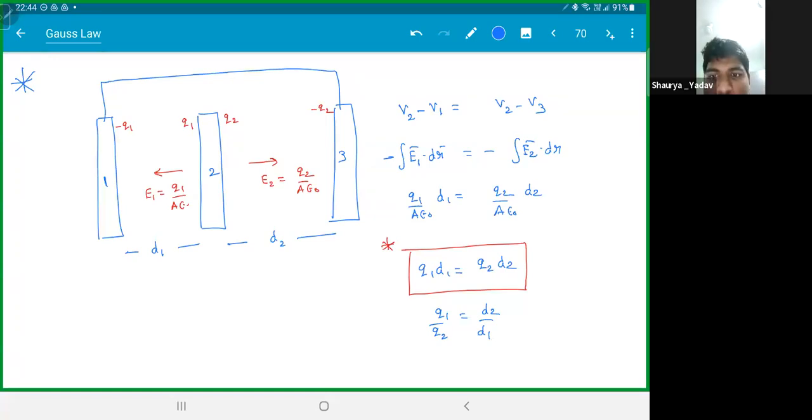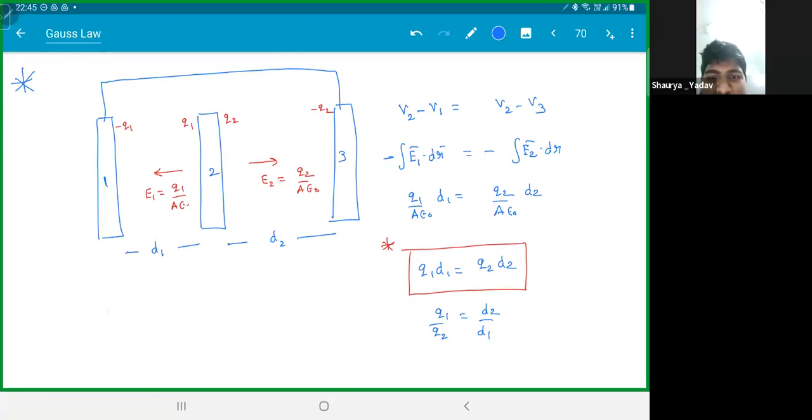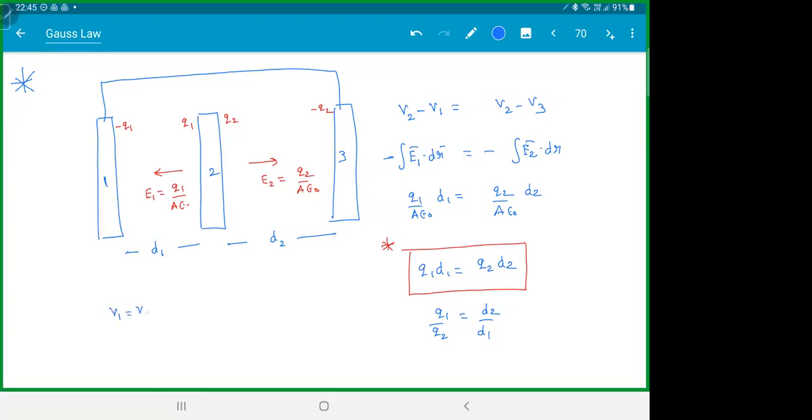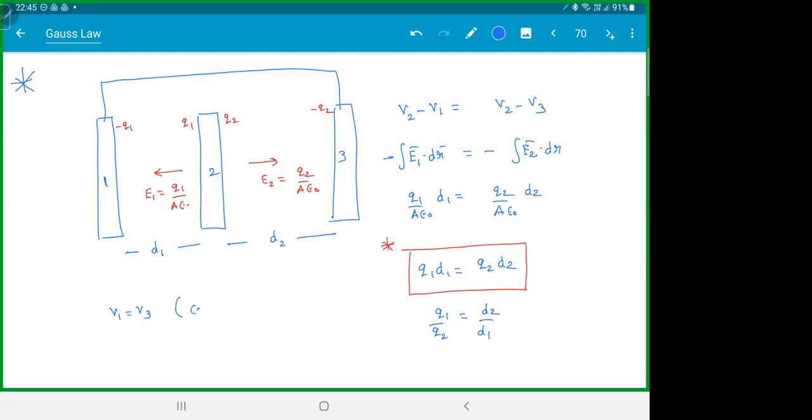Sir, how did the first statement come, V2 minus V1? What? So why did you say first and third will have the same potential? They are connected by wire. ऊपर नहीं देख रहे हैं क्या? अच्छा ठीक है, मेरे को लगा ऐसे एरो बना है. Okay. Arrow. 1 and 3 are connected by wire.